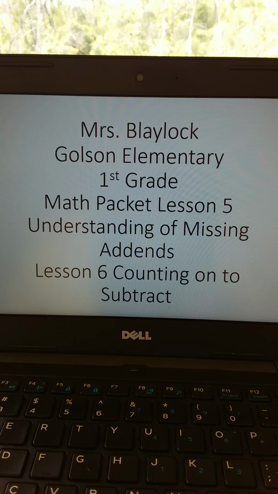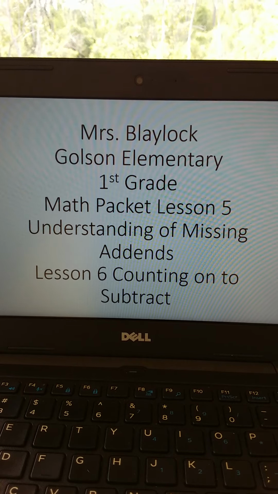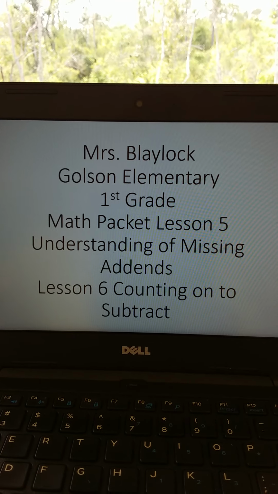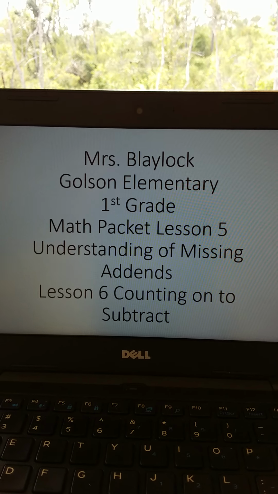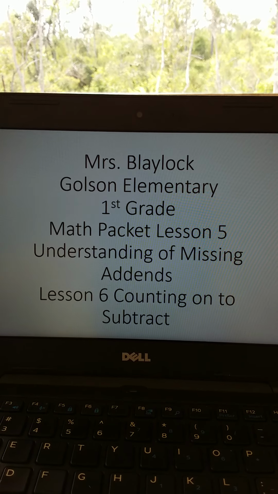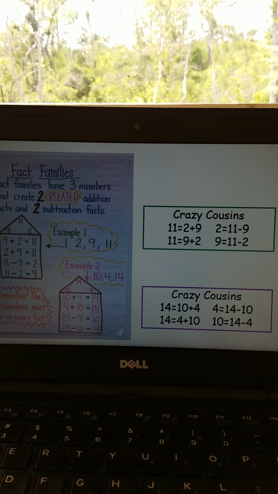Today in our math lesson, we are going to be completing Lesson 5, Understanding of Missing Addends, and Lesson 6, Counting on to Subtract, out of our iReady math packet today. You will find those lessons in your math packet starting on page 11. So if you have your math packet, go ahead and get that out so you'll be ready.